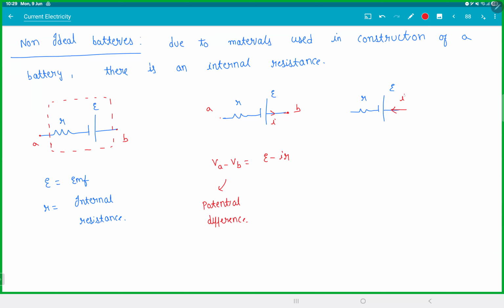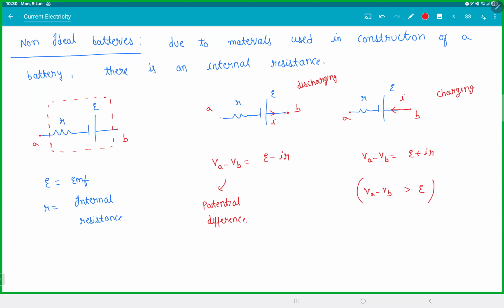Suppose if the current I is going into the battery, VA minus VB will be E plus IR. So this is what happens when you're charging your cell phone. You apply a voltage greater than the battery. This is what happens when you're discharging a battery. So there was a theoretical question like this. Can the potential difference across a battery be greater than the EMF? Yes, it can be. So in this case, VA minus VB is greater than EMF. When you're charging a battery, the EMF has to be greater. So be careful whether the current is going in or going out, the potential difference will change.